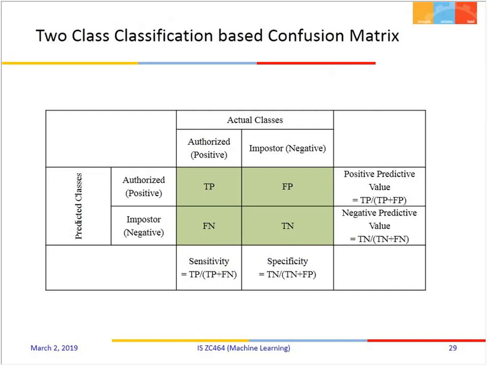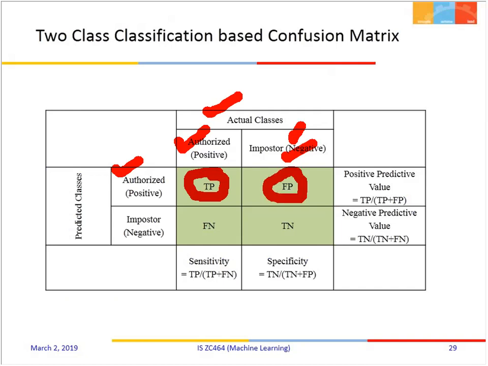So you have this table. Here you have actual classes where authorized is the positive, imposter the negative. Similarly, how many authorized are recognized as authorized, that is the true positive. How many authorized are recognized as imposters is false positive. Should it be false positive, or should it be the other way? What should be the predicted class? If an imposter is recognized as authorized, then it should be taken as false positive. So what is entered in the green square is correct.